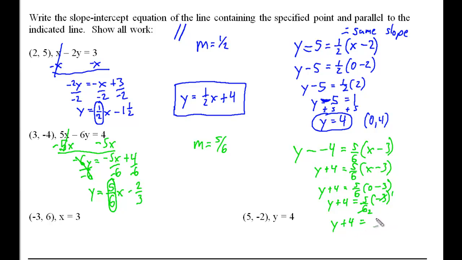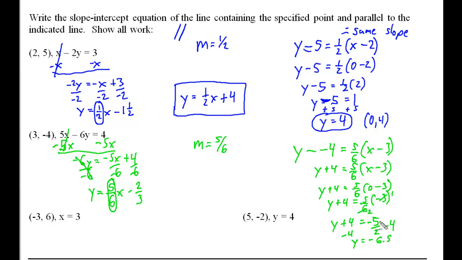hold on a second here, negative, because that's a negative, negative 5 over 2. Or you can think of it this way, this is going to be negative 2.5. Then we're going to subtract 4 from both sides. I'm running out of room here, so I'm sorry about that. Negative 2.5 minus 4, the y is going to go all the way down to negative 6.5.